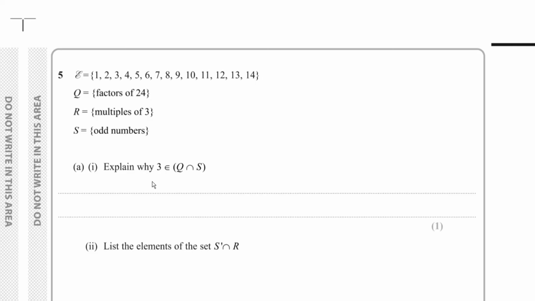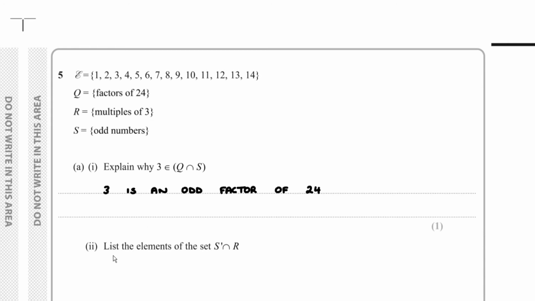And of course, 3 is a factor of 24 because 3 times 8 is 24, and 3 is also an odd number. So the reason why 3 belongs to the set Q and S is because 3 is an odd factor of 24.